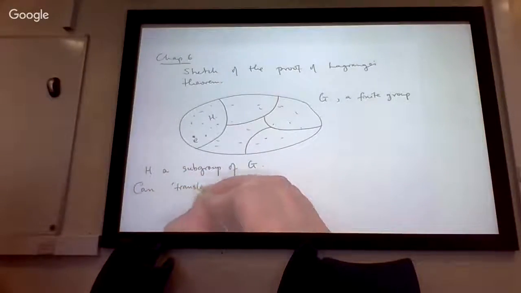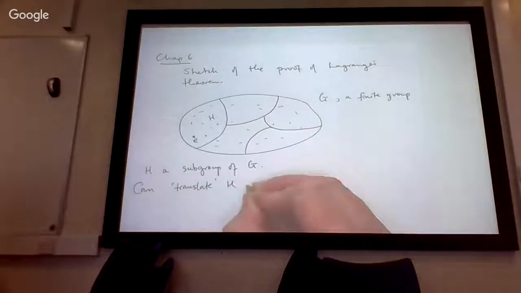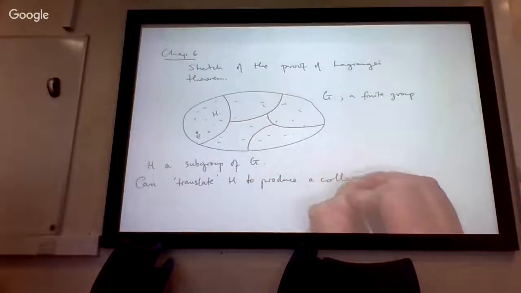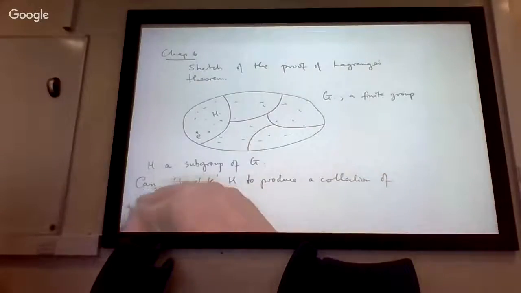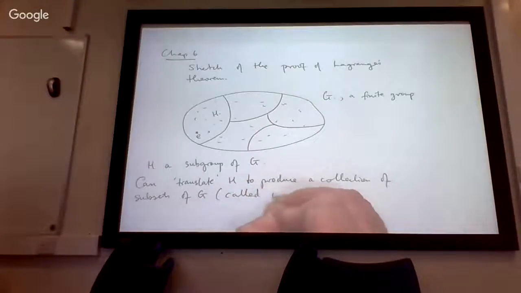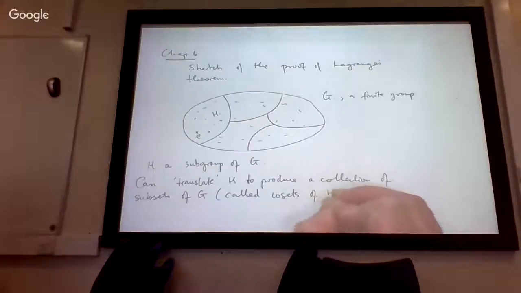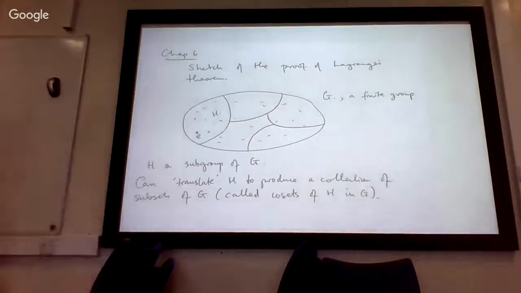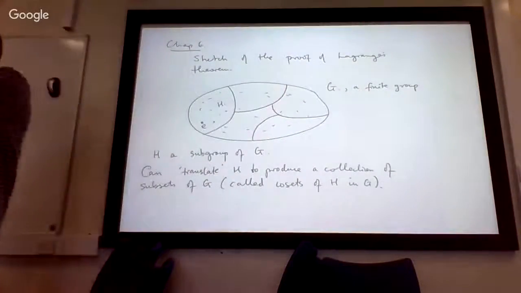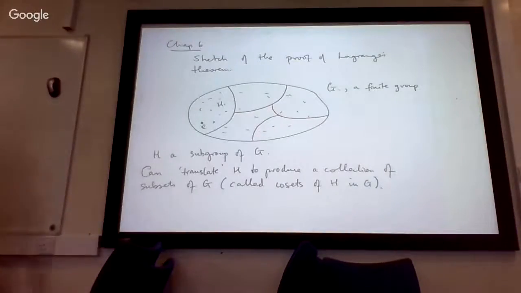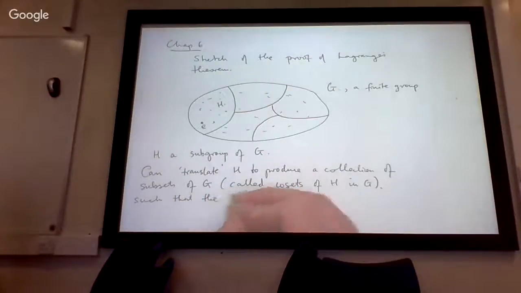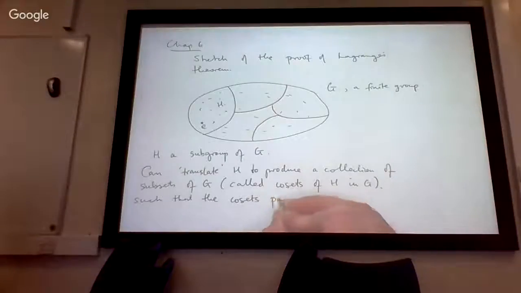We can translate H to produce a collection of subsets. These are called cosets of H in G. They're like translations. A metaphorical way to think about them is taking H and sliding it around the group in certain ways, such that the cosets partition G.